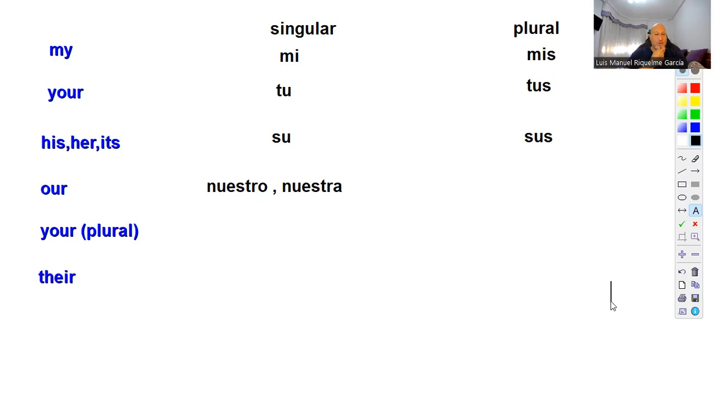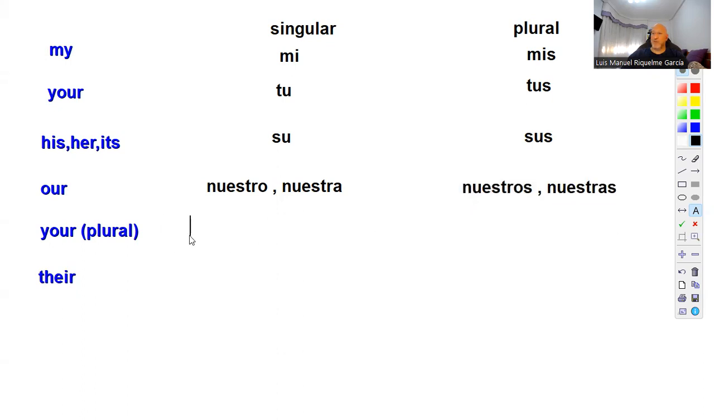And what if we go plural? My wife and I, we have 2 sons. Our sons. Nuestros hijos. Nuestros coches, in case we have 2 cars or more than 1 car. Nuestros amigos, our friends. And what if it is something feminine? Nuestras bicicletas, our bicycles. Nuestras casas, in case we had more than 1 house.